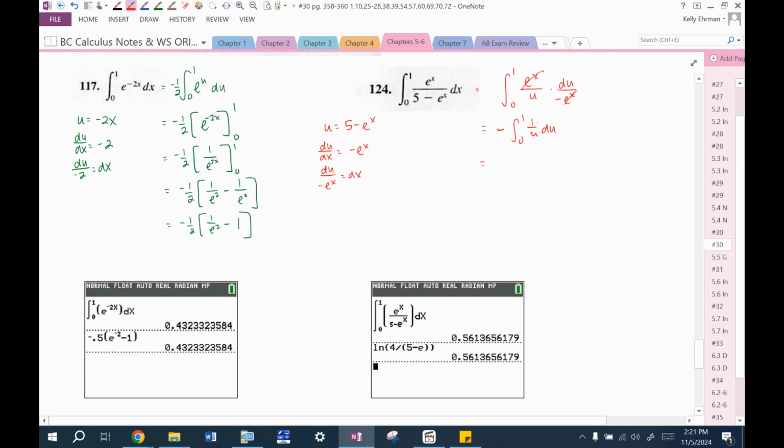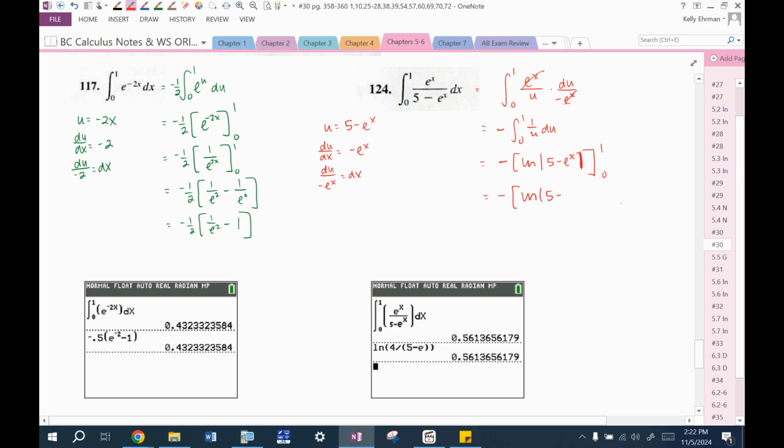The integral of 1 over u, so this is going to be negative natural log of absolute value of 5 minus e to the negative x, from 0 to 1. That's the natural log of 5 minus 1 over e. Oh, wait, is it negative x? Sorry. Let's see. 5 minus e to the x, yeah.